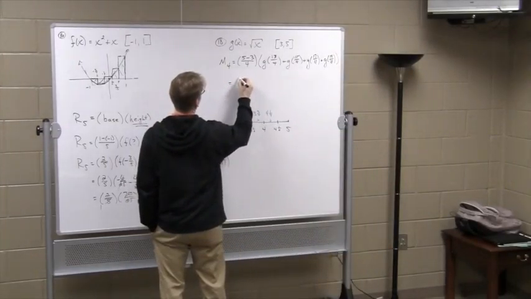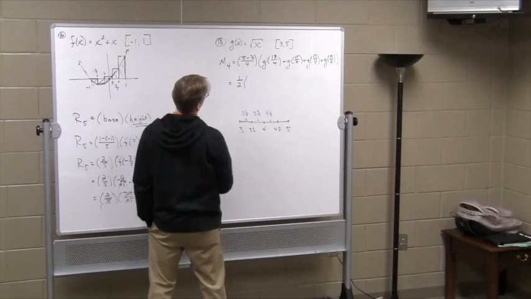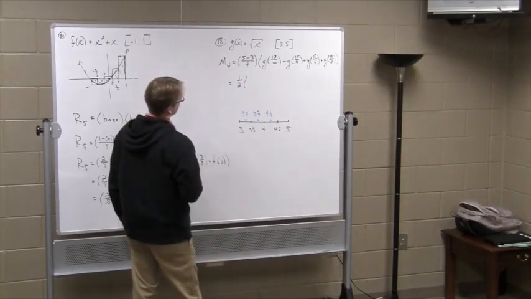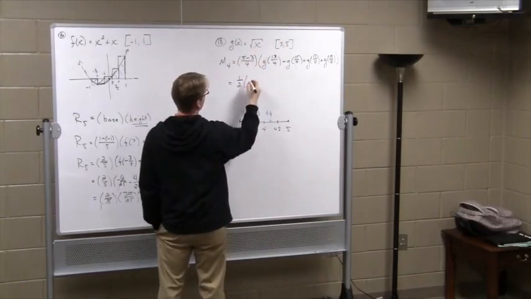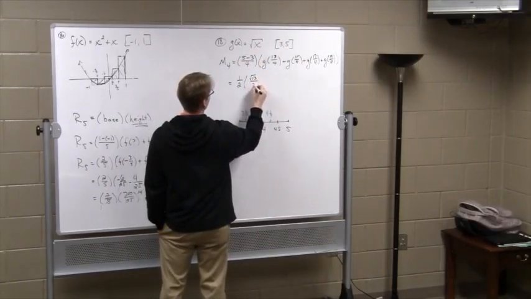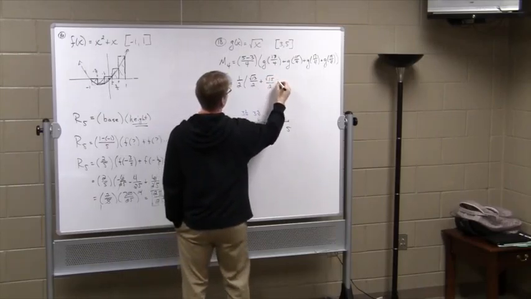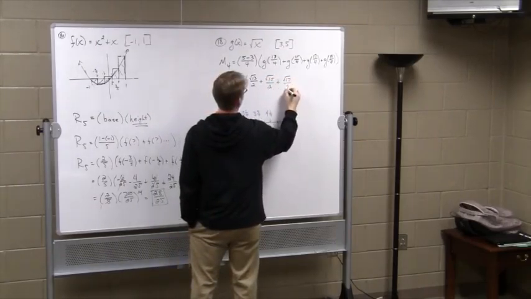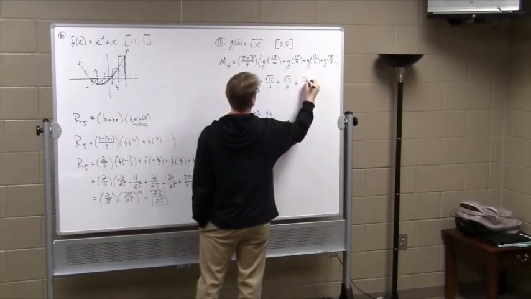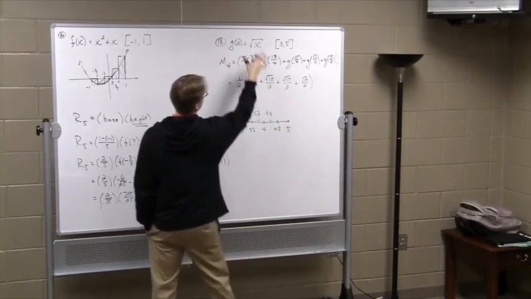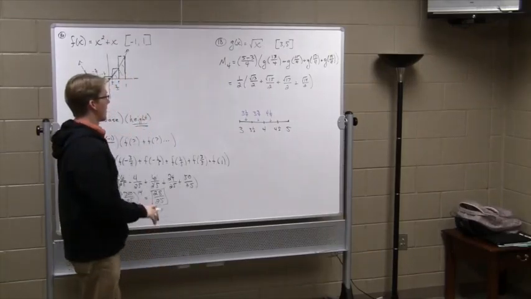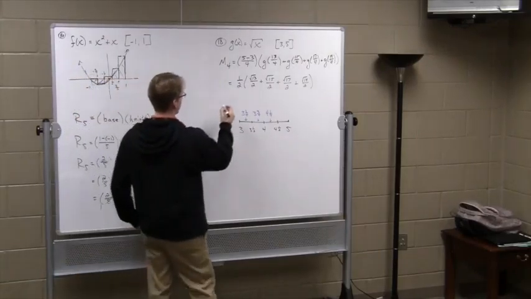Alright, clean it up. We got a half out front. G of 13 fourths. Well, I'm plugging this in here. So square root 13 over 2. Square root of 15 over 2. Square root of 17 over 2. And square root of 19 over 2. And I'm getting these just by plugging them in. So I would reach for my calculator.